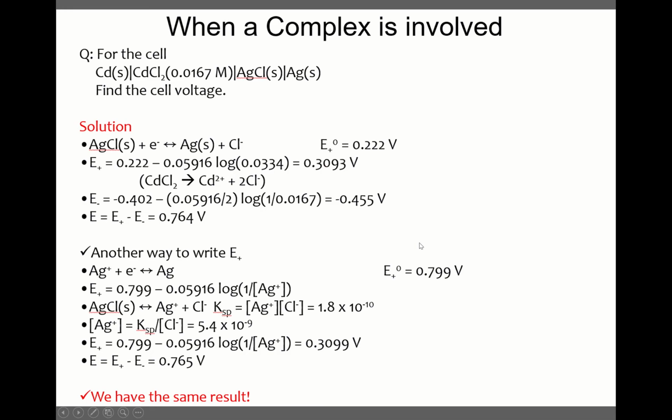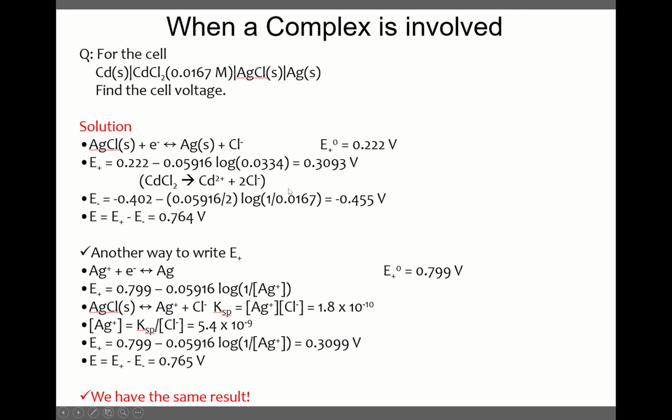Let's take an example. When a complex is involved, let's consider this complete electrochemical cell. When you see this line notation, you have to come up with an image of the performance of this cell. The question is to find the cell voltage here.